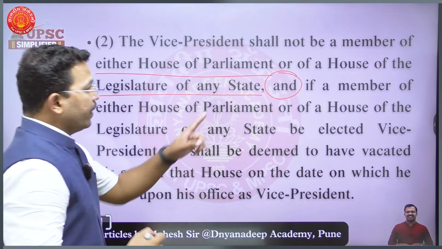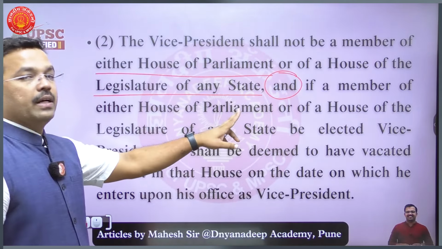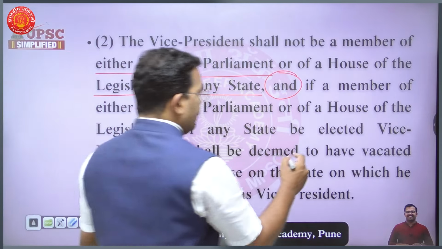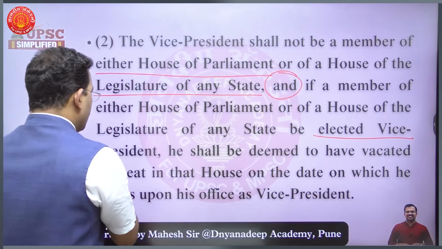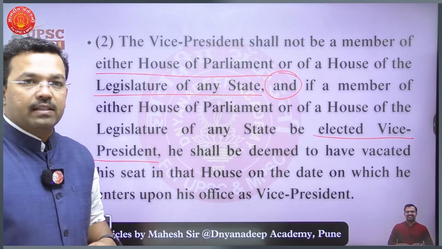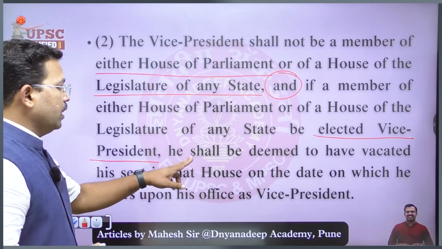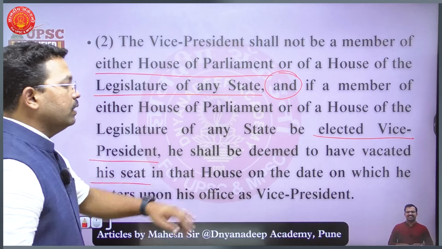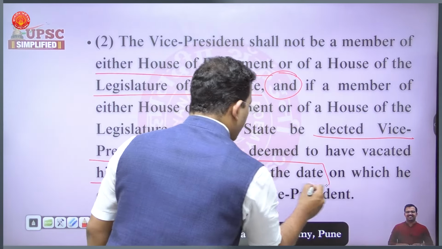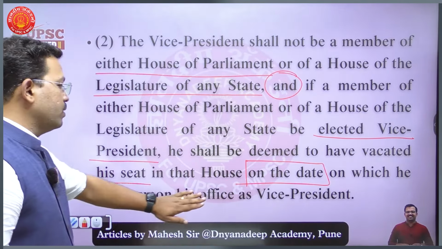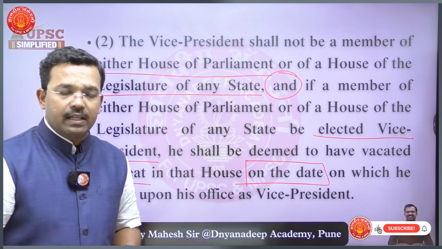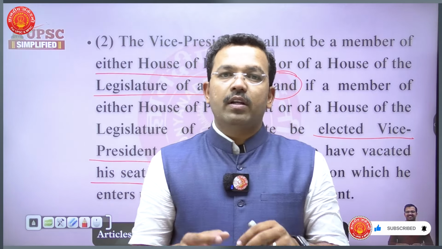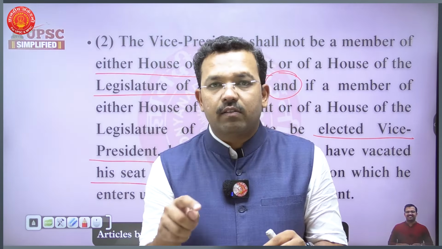If a member of either house of Parliament or of a state legislature is elected as Vice President, it means that if any member of Parliament or any member of a state legislative assembly gets elected as Vice President, he shall be deemed to have vacated his seat in that house on the date, this is important, on the date on which he enters upon his office as Vice President. Let us say a member of Lok Sabha is there. Now this member of Lok Sabha will not resign unless and until he is elected as Vice President.